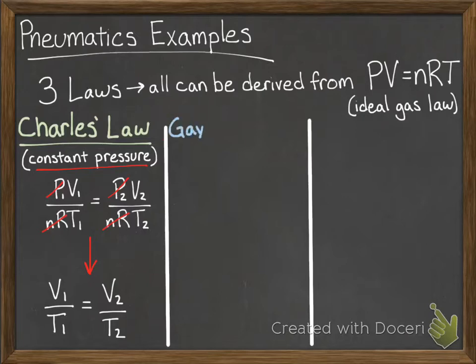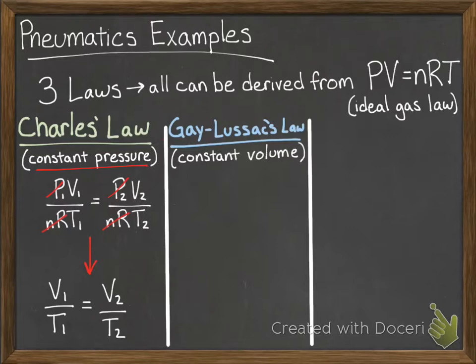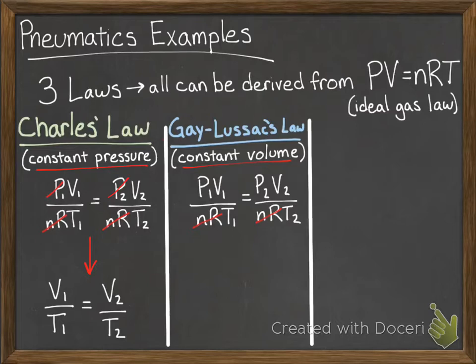Next one is Gay-Lussac's law, and this one deals with constant volume. Just like we did before, we start with this equation. And again, n and R are constant, so we can cross those out. In this case, we're keeping the volume constant, so that crosses out. And we're left with Gay-Lussac's law, which is P1 over T1 is equal to P2 over T2. So it's the pressure and the temperature before, and the pressure and the temperature afterwards.